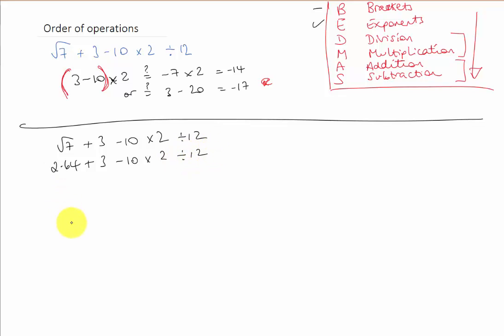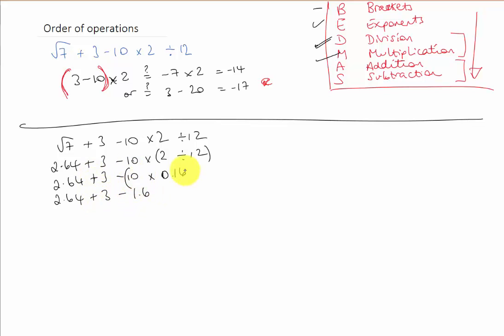So I'm not being shy about writing out lots of lines of maths here. There's nothing wrong with that. Okay, division. Yes, we've got a division sign here. Tick. So 2.64 plus 3 minus 10 times this, so 2 divided by 12, which is 0.16. And so that's the division. Do we have any multiplication? Yes. So 2.64 plus 3 minus 1.6.